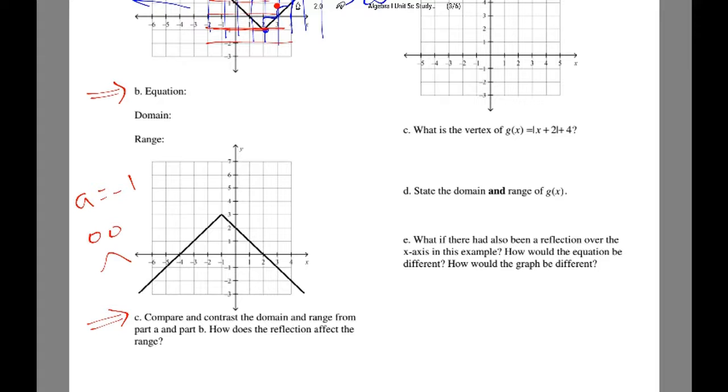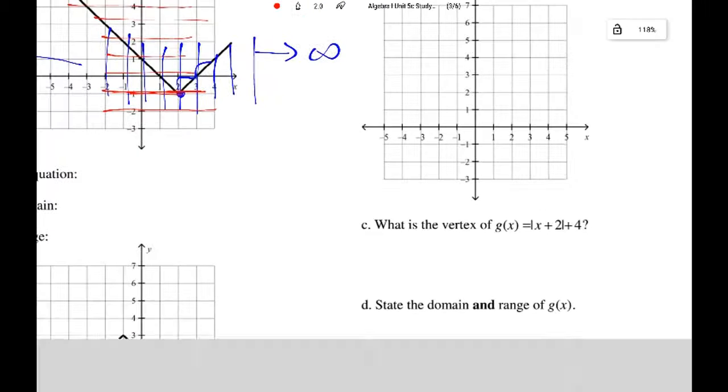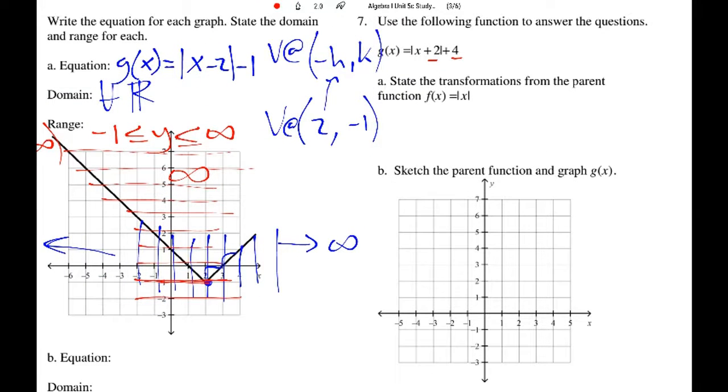Number 7, which of the following functions answer the questions? State the transformation. So basically, what's my h? What's my k? My h makes me go left 2 units. So I shift 2 units to the left horizontally, and then my k makes me go up 4 units. So vertical shift up 4 units. So again, this is h, this is k.